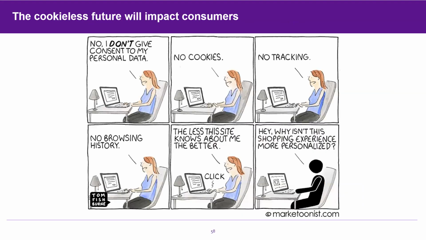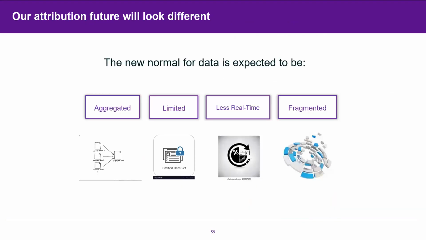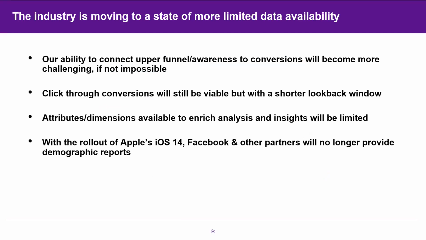Indeed, the cookieless future is going to impact consumers. As you can see from this little cartoon here, we are straddling between tracking consumers and giving them a more personal experience. Our attribution future will inevitably look different. The new normal for data is expected to be more aggregated, more limited, less real-time, and more fragmented. And the industry is moving to this state of more limited data availability.